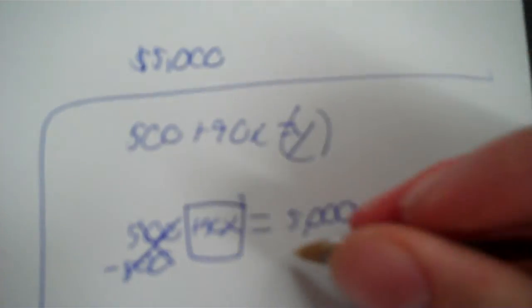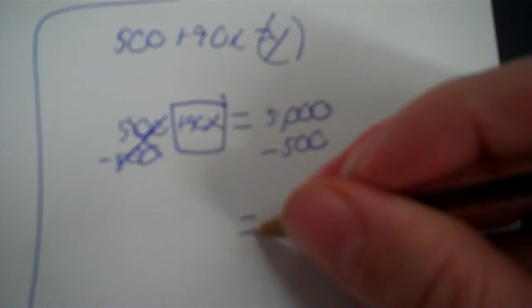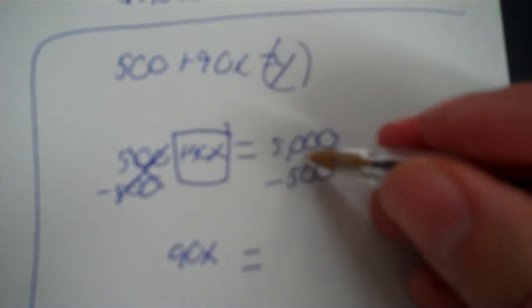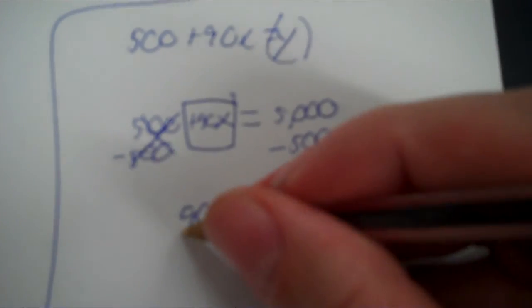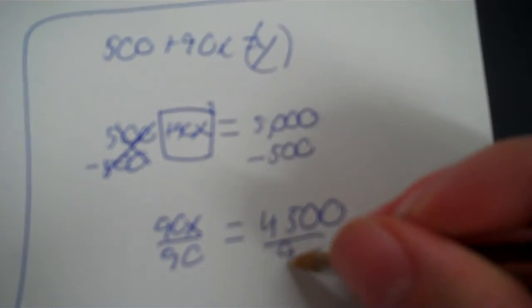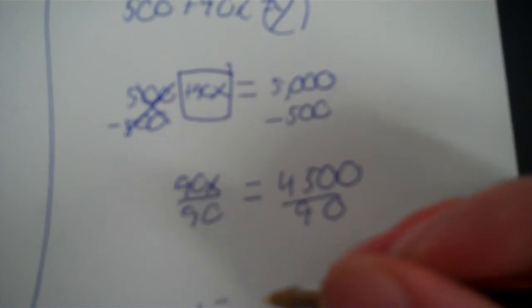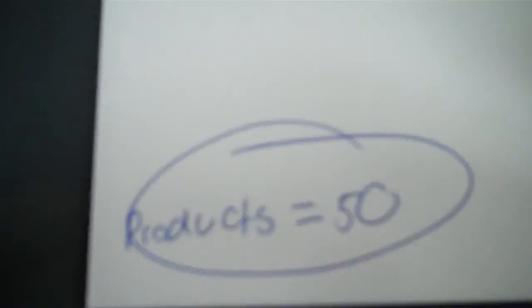Okay, so first I get rid of the 500 by subtracting, and then 90x is going to equal 4,500, and then we divide by our 90. And x is going to equal 50 products.